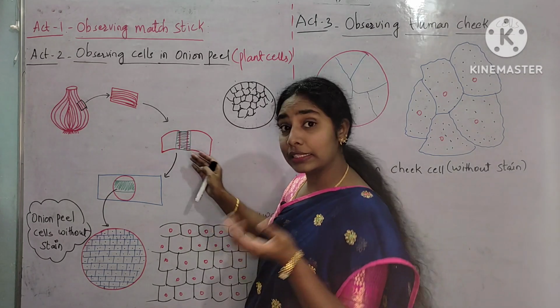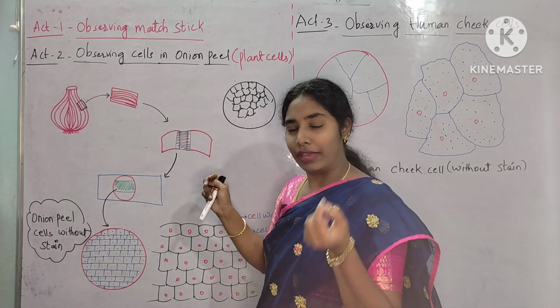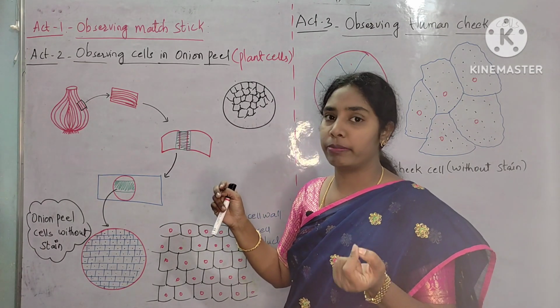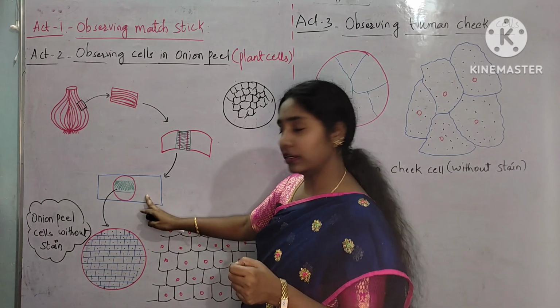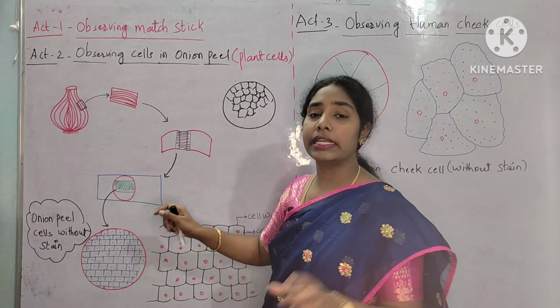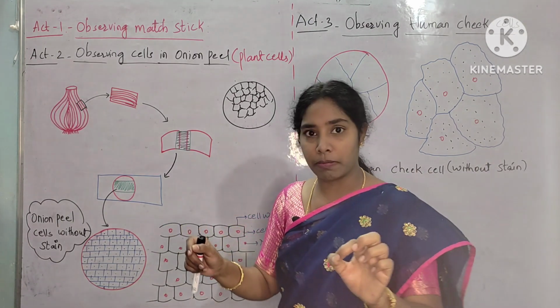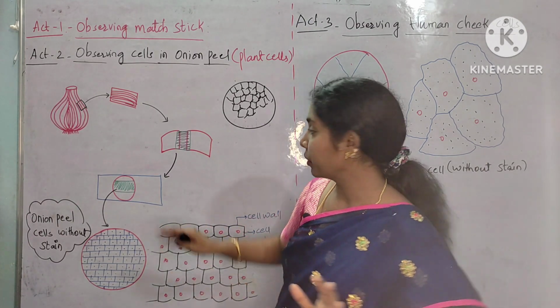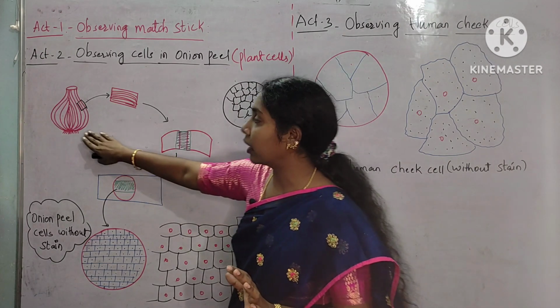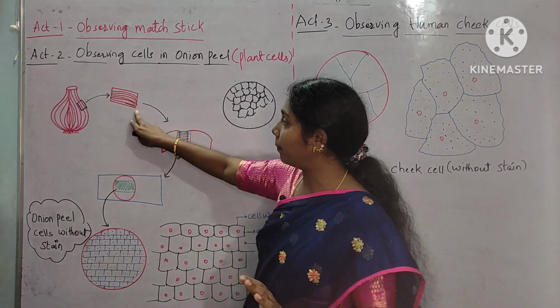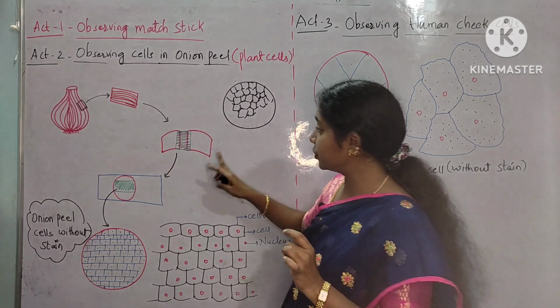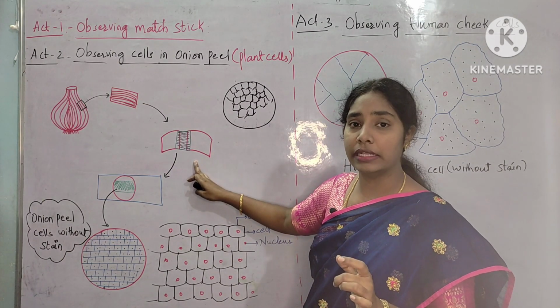Take that thin membrane, very transparent and very delicate, and put it on the slide. A slide is a rectangular glass piece which is used to observe specimens under a microscope. Imagine that this is our onion bulb. Take a part of it, a thin layer, and try to break that into two equal parts.